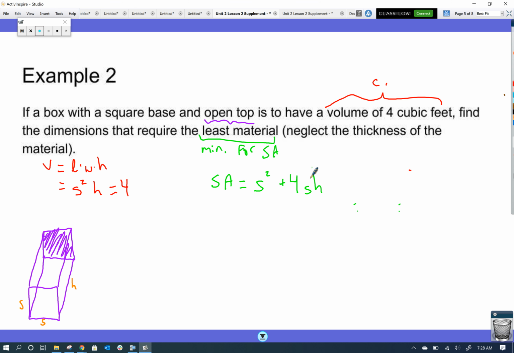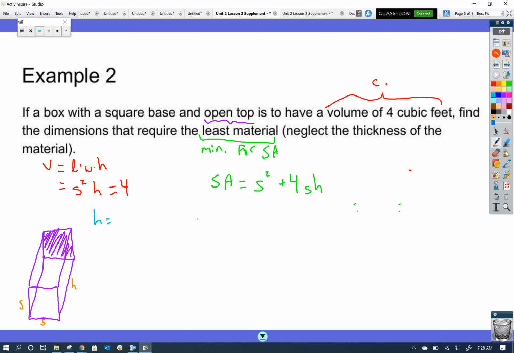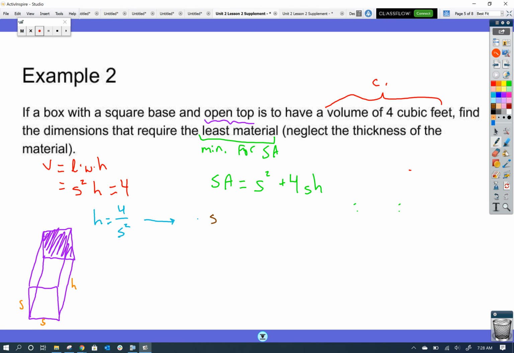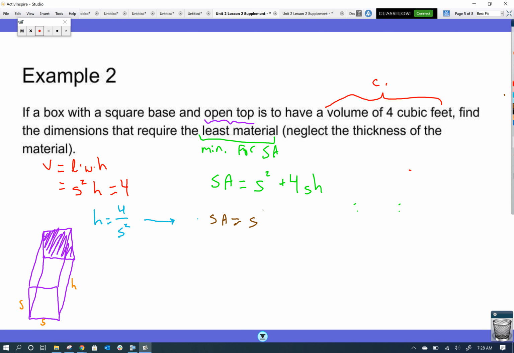It looks like h is probably going to be our easiest bet here, just because there's only 1 h there. So I'm going to divide the s squared over, and I'm going to get h equals 4 divided by s squared. All right, so let's put this into our surface area equation. So we got surface area equals s squared plus 4s, and then h is 4 divided by s squared. Okay, fantastic. Now we only have 1 variable.